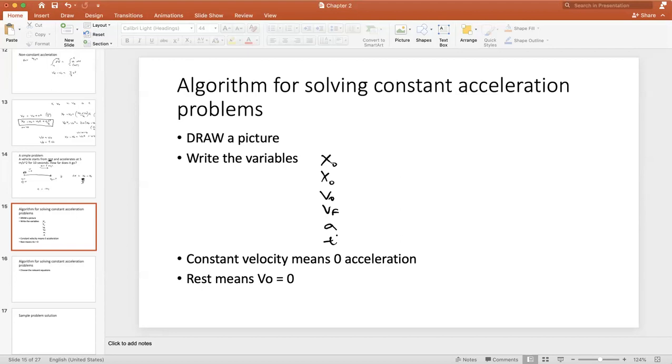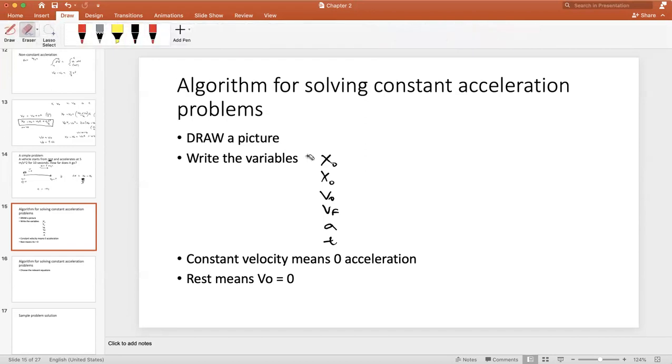If you have more than one object that's moving, we're going to be having some cars driving towards each other. Oh, and I'm sorry. Make sure that you draw or write a second set for the second object. We'll do that in a minute. But for now, step 2 is always list your variables.